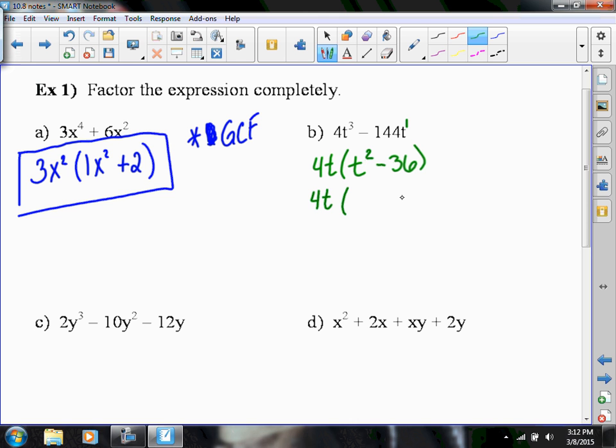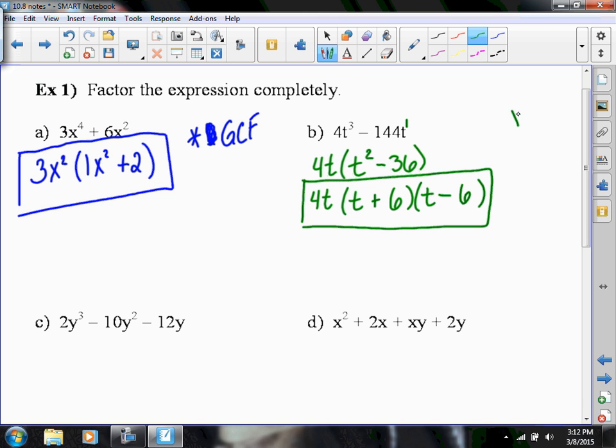So I'll leave the 4t, and then I'll set up my parentheses. So I'll have a t, and a t, and a 6, and a 6, and one will be positive and one will be negative. So for this one, I had to do 2 steps. I had to take out the greatest common factor, and then I had to do a difference of 2 squares.